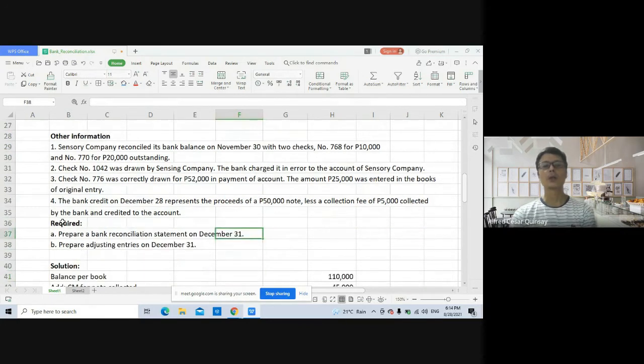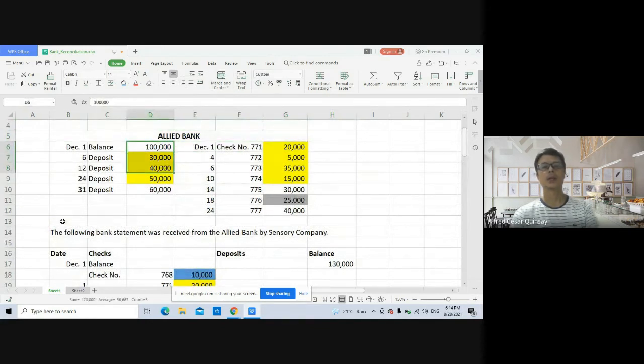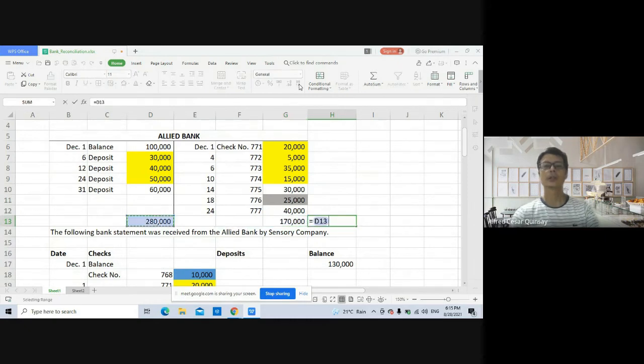Okay, now, the requirement here is to prepare a bank reconciliation statement on December 31. And prepare adjusting entries on December 31. Now, let's proceed. As we can see here, let's first take up the bank reconciliation. So we take the adjusted one. So, let's take up this one. Balance per book is 110,000. How did we get that, no? Let's take all the debits here of the company in the bank, which amount to 280,000. And all of its credits or disbursements, for 170,000. So we get the difference here, 280 less the credit of 170, so 110,000.